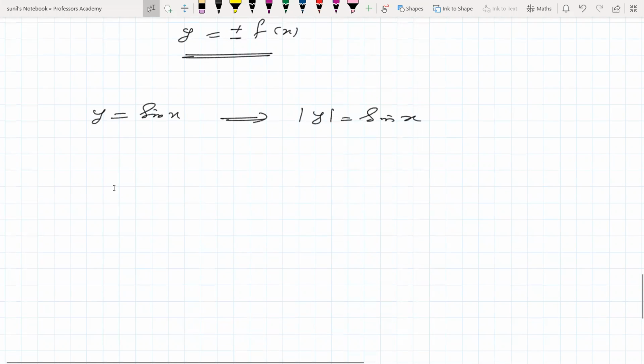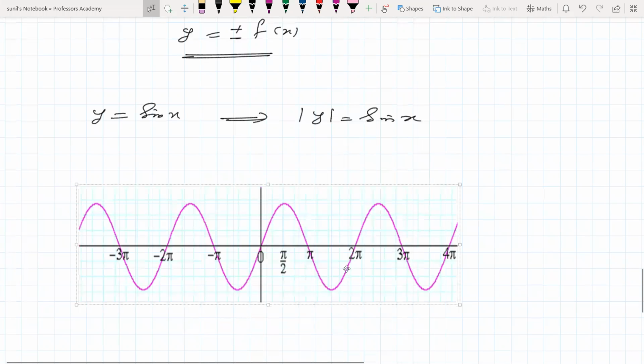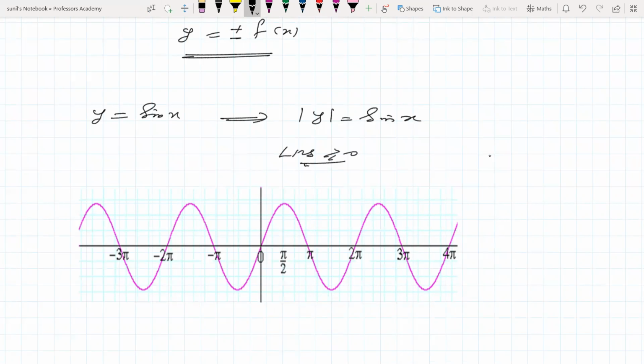So as usual, take sin x. The sin x graph is something like this. So you see the situation is like this. Mod y equal to sin x means LHS always becomes positive. So whenever sin x is negative, this portion below the x-axis, I am darkening that area, graph will not be there. This is not possible.